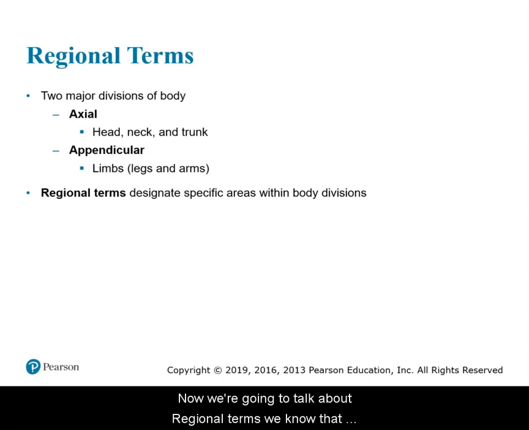Now we're going to talk about regional terms. We know that the body can be divided into regions. We have two major regional divisions of the body. We have the axial region, which includes the head, the neck, and the trunk. And then we have the appendicular regions. These include the limbs, both upper and lower limbs. These are the regions that basically attach to the axial region. So regional terms designate specific areas within body divisions.